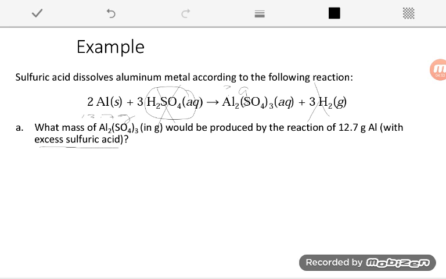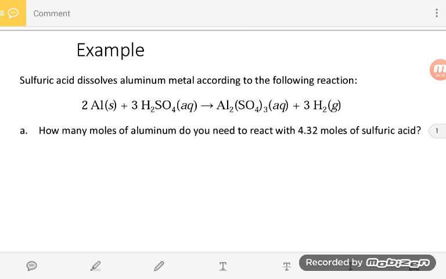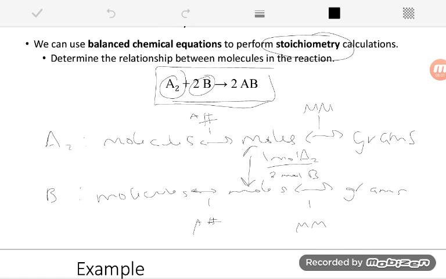So we need to start with 12.7 grams of aluminum, and we want to end up with grams of aluminum sulfate. So if we go back to my map, we want to start with grams of aluminum in this case. We want to end with grams of my aluminum sulfate, so we can see this is going to be a three-step problem. First, I got to convert my grams to moles.